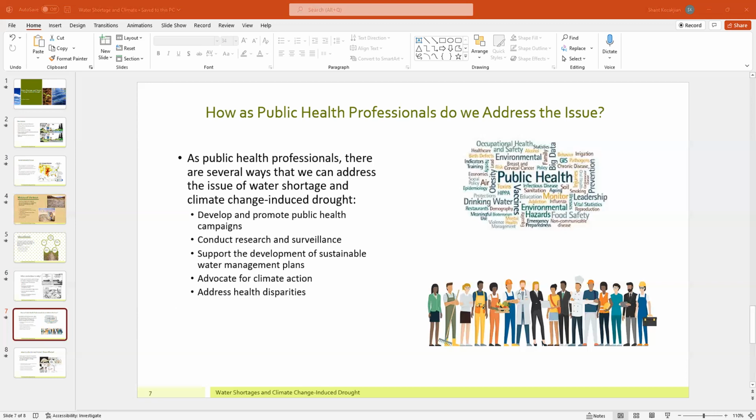And finally, addressing the health disparities. This can include working to improve access to healthcare, addressing social and economic factors that contribute to health disparities, and ensuring that vulnerable populations are included in the public health intervention.